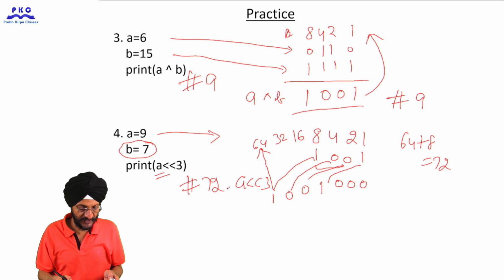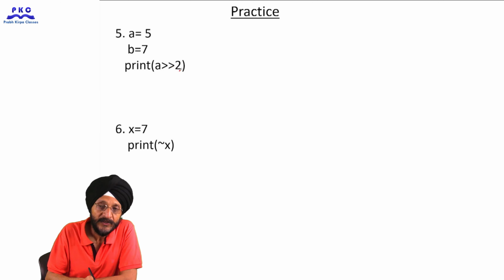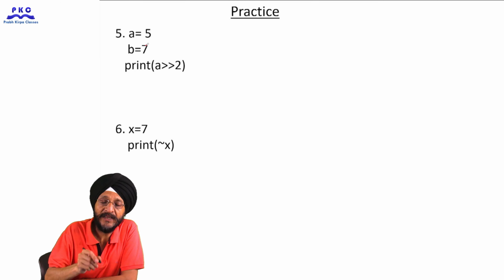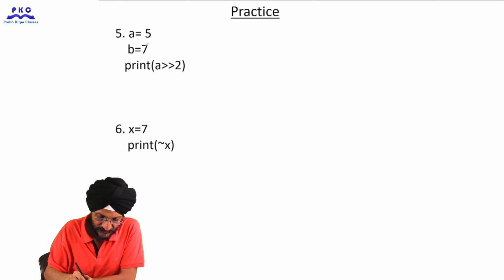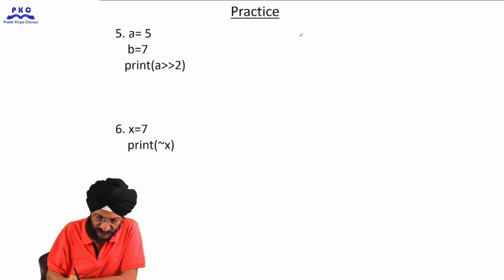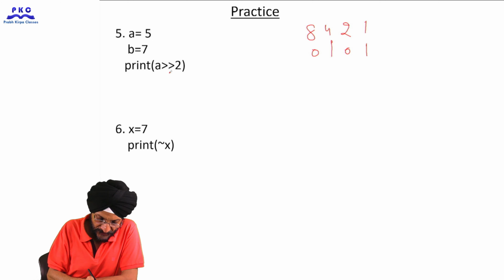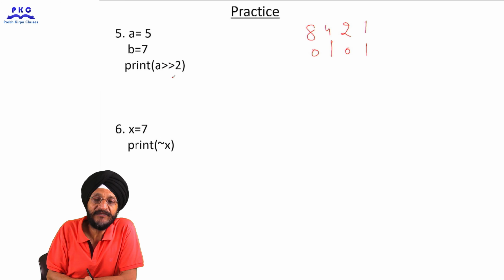So now what is next? A is equal to 5, B is equal to 7, print A bitwise right shift 2. Again the value of B is not required in this case, though it has been mentioned only to confuse us. Now we will convert 5 into binary, that is individual bits, using 1, 2, 4, 8. So 5 is 4 plus 1: 0, 1, 0, 1. Now what is given? Print A bitwise right shift 2.